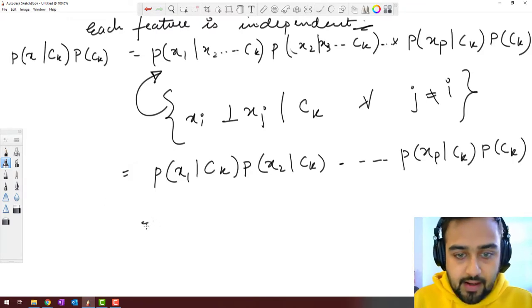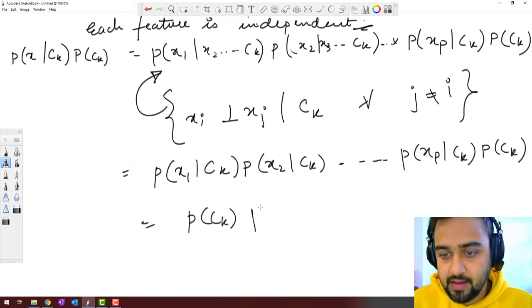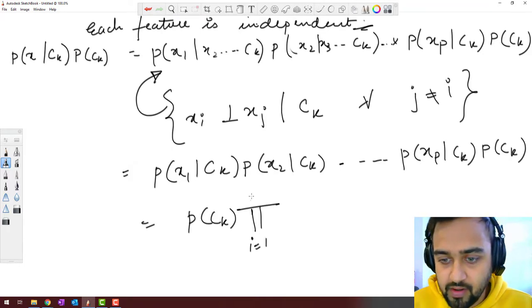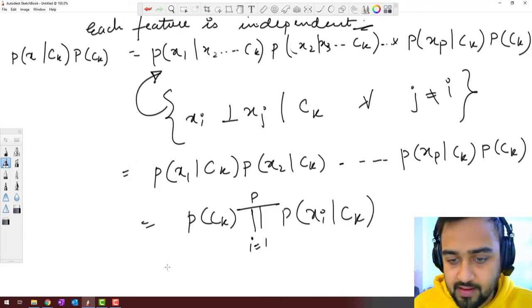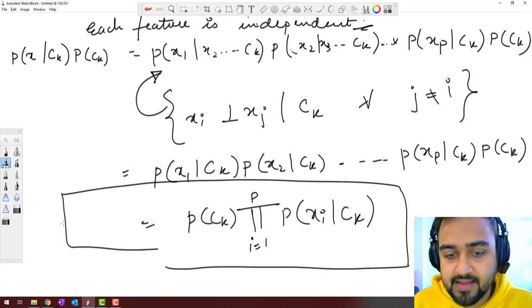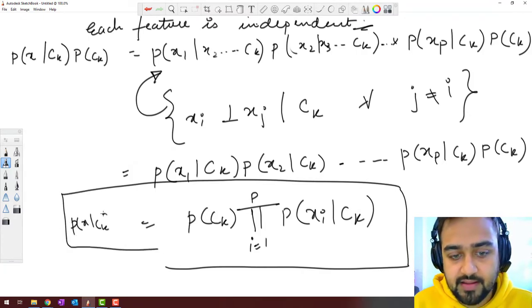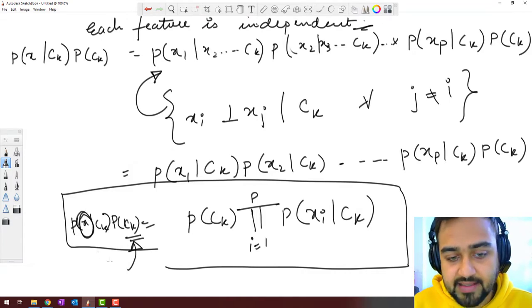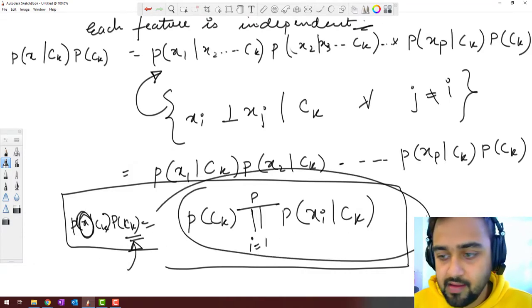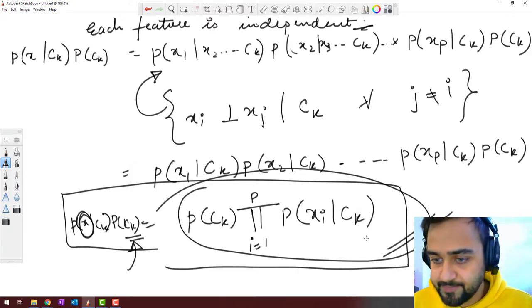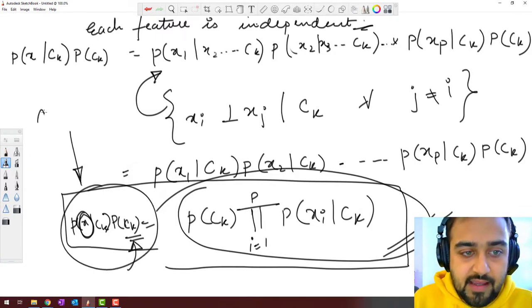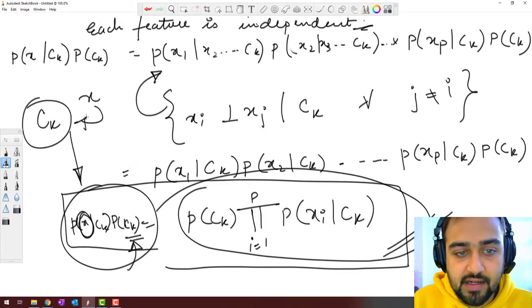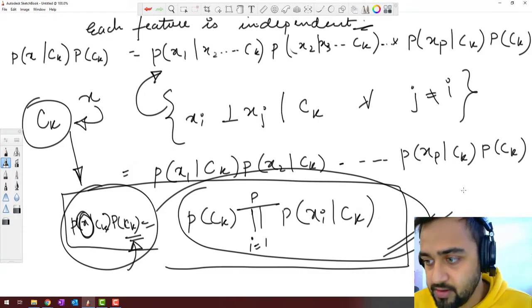Now this can again be written as the product, i goes from 1 to p, of P of xi given ck. This gives us the formula for P of x given ck, P of ck. For each class k, for that data point x, we find the maximum probability, and that probability will give us the class ck to which x will be assigned. We'll take up an example, and this formula will be clearer to you.